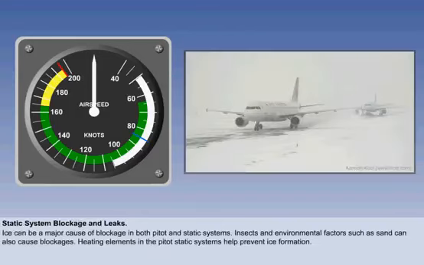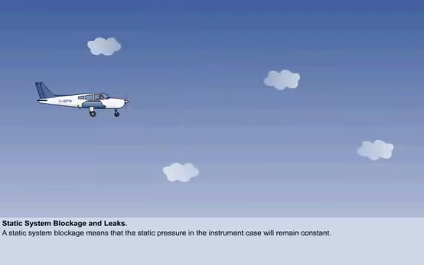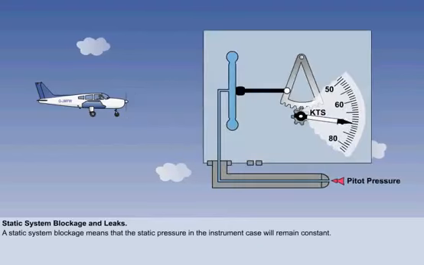To conclude the lesson, we will consider the effects that blockages or leaks in either the static or the pitot pressure sensing systems will have. Ice can be a major cause of blockage in both pitot and static systems. Insects and environmental factors such as sand can also cause blockages. Heating elements in the pitot static systems help prevent ice formation, but for flight safety, it is still essential that the effects of a blockage are recognised. In order to recognise the effects, envisage how the ASI works.